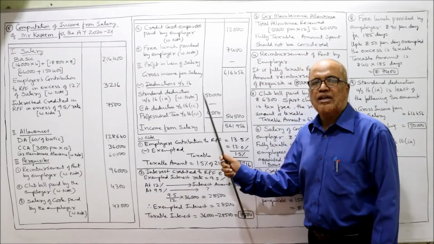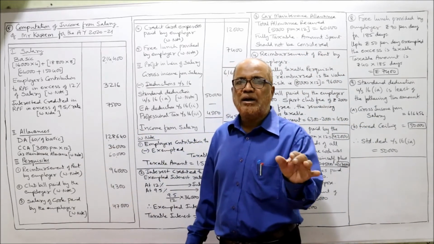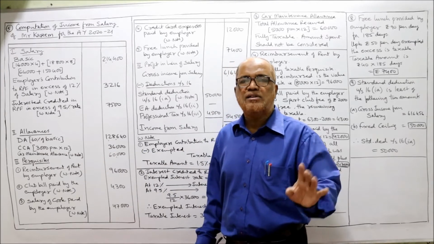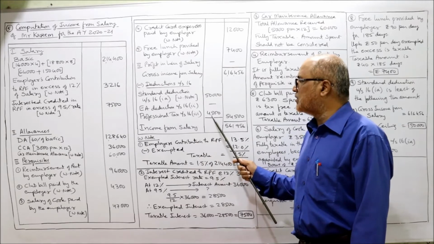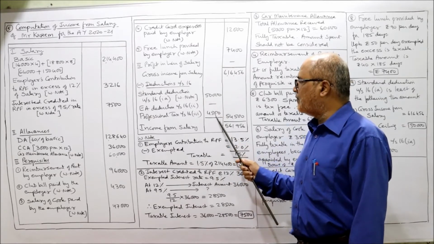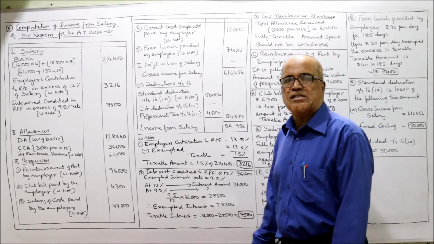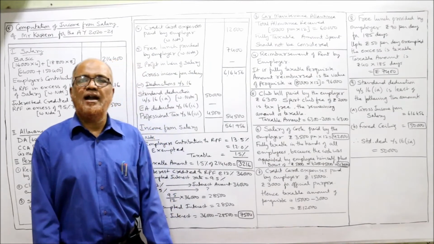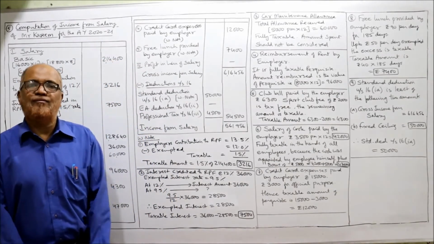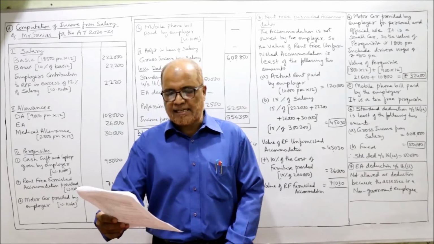So standard deduction 50,000. EA deduction is not there because there is no EA. There is no entertainment allowance, so no entertainment allowance deduction, put a dash. Then professional tax paid under section 16(3), 4,500. Add up 54,500, deduct, 5,61,956 is the income from salary. This is the end of problem number 5. Come on, now we'll start the next problem, problem number 6.